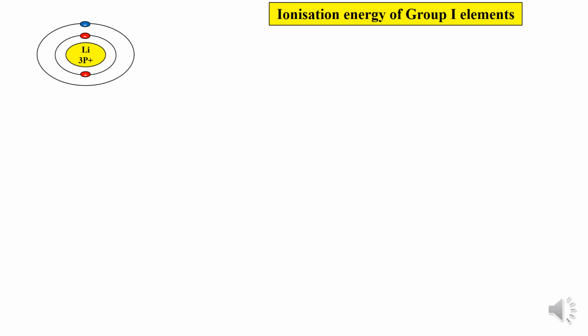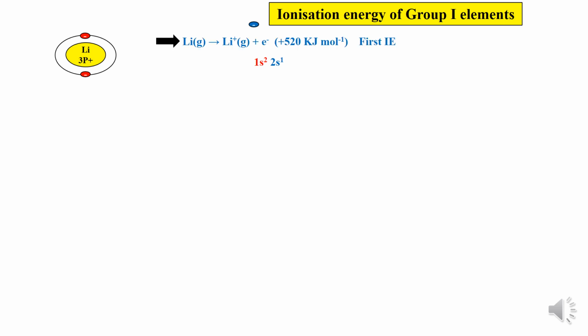So that was one part of the discussion that was related only to the valence electrons in group 1 elements. Now, let us see what happens when we remove the core electrons from the group 1 elements. The electronic configuration of lithium is 1s2 2s1. Lithium loses its only valence electron, and 520 kilojoules per mole of energy is required.